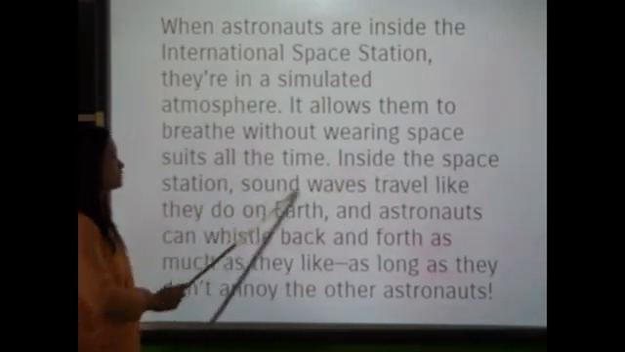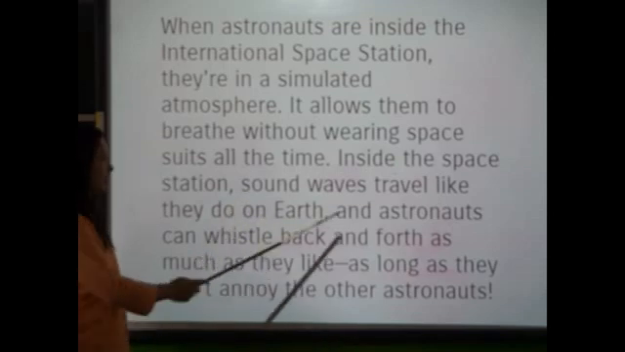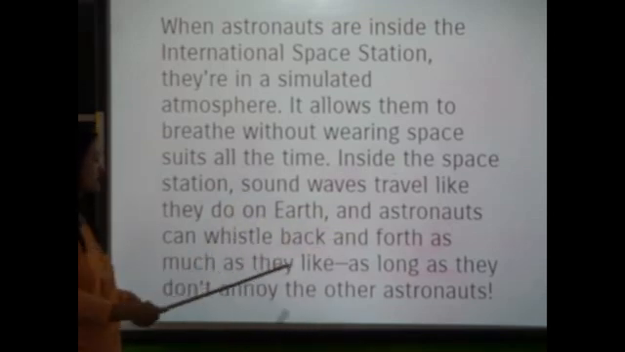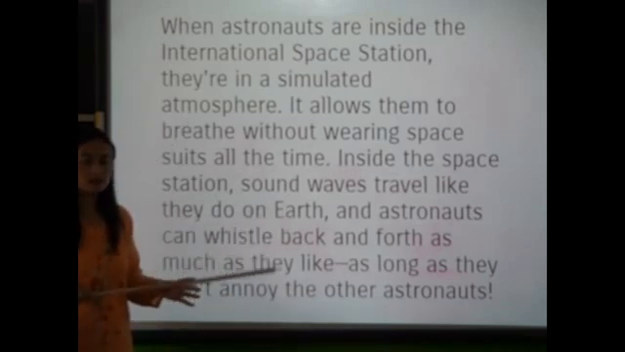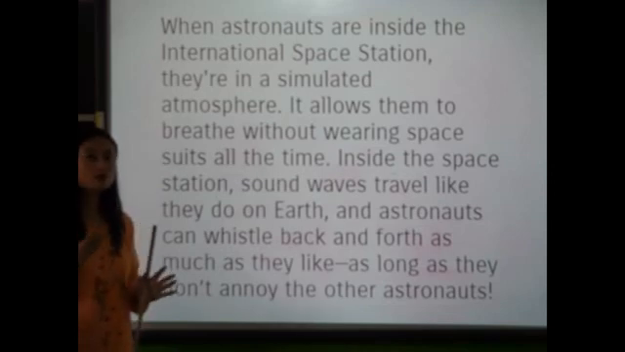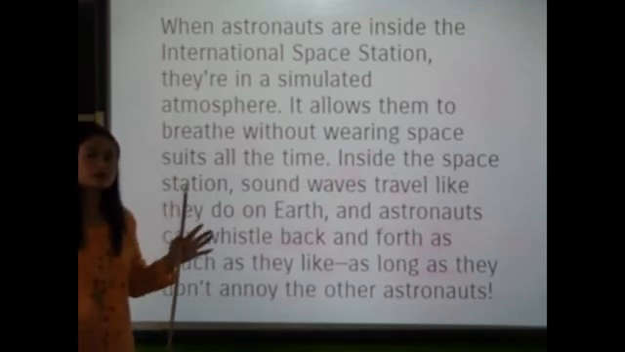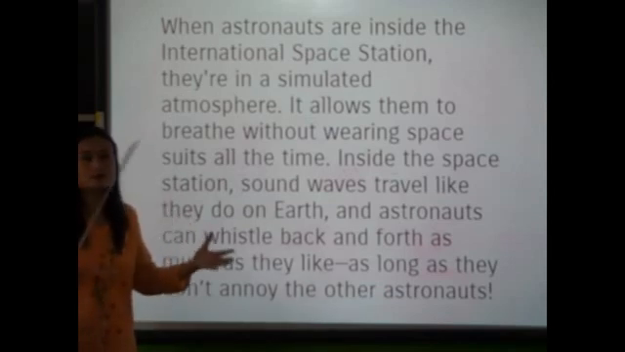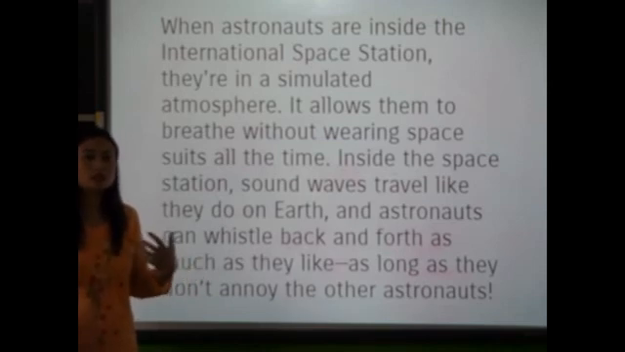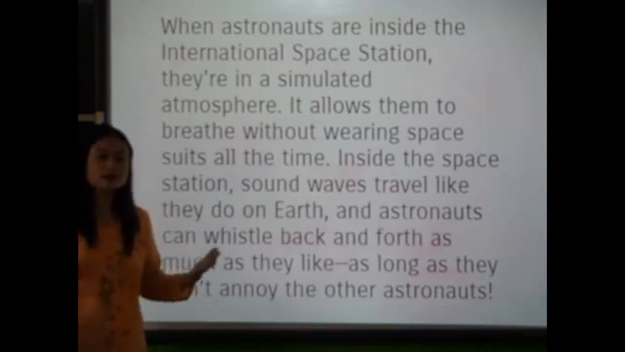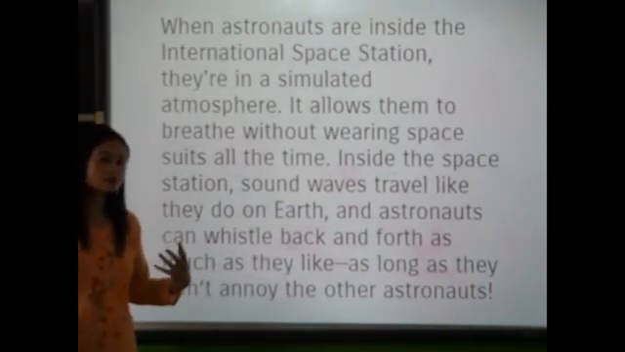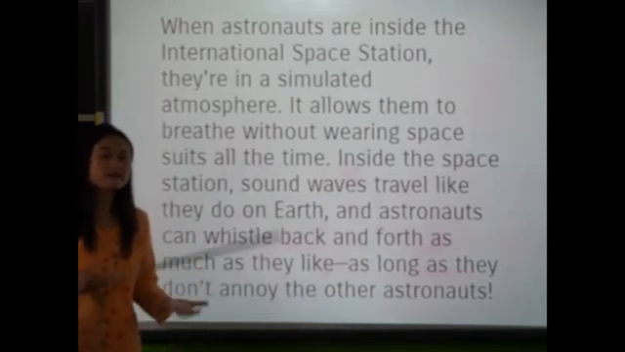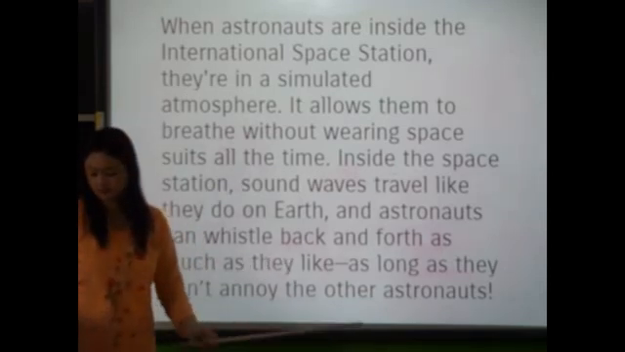Inside the space station, sound waves travel like they do on Earth, and astronauts can whistle back and forth as much as they like because it's made in such a way that it's filled with air. Because they can breathe oxygen, it's like being on Earth. So they can take off their spacesuit and talk like they are at home. But when they are out in space, they need to wear the suits and have radios in order to communicate.